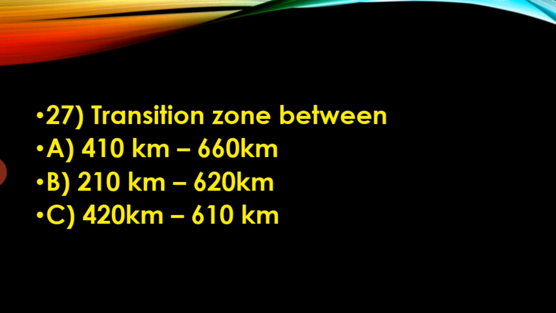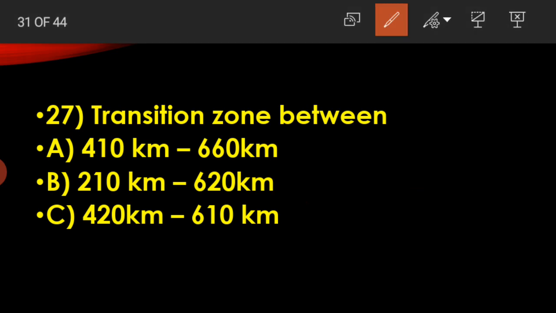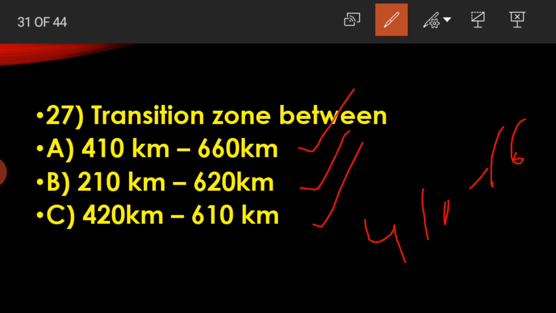Next, the transition zone is between: option A 410 kilometers to 660 kilometers, option B 210 kilometers to 620 kilometers, option C 420 kilometers to 610 kilometers. The correct answer is that the transition zone is between 410 kilometers and 660 kilometers. The rate of increase of seismic velocity within this transition zone is greater than the rate of increase of seismic velocity in other layers of the mantle.